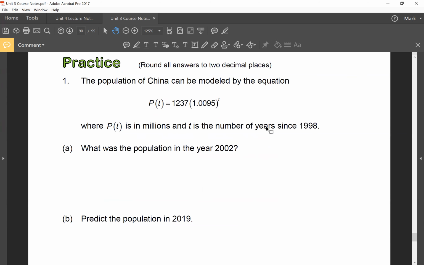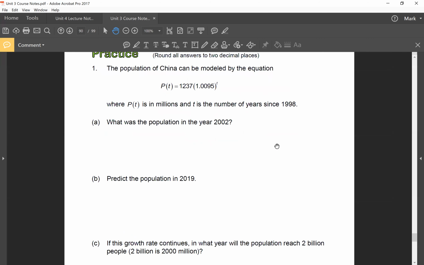Okay. Well, you guys can try number 1. I'll leave the questions there. I'll give you guys a couple minutes to try that. Question number 1 is about the population of China. I won't say anything because you guys know what to do. Just try A, B, and C. Well, sorry, I will say one thing. The population is in millions. So this number is 1,237 million. So in C, when they ask you to figure out when it'll reach 2 billion, you're going to use this number. 2,000 million is 2 billion. All right, so I'll be back in 5 minutes. We'll check your answers.